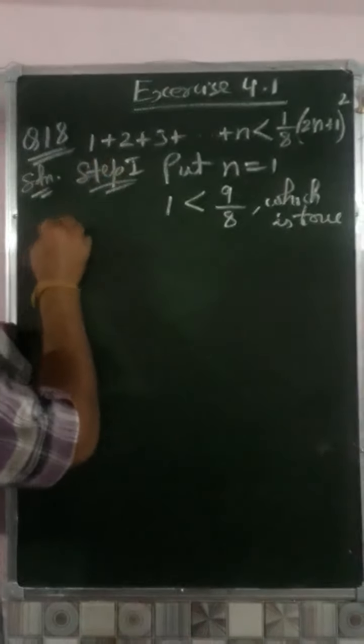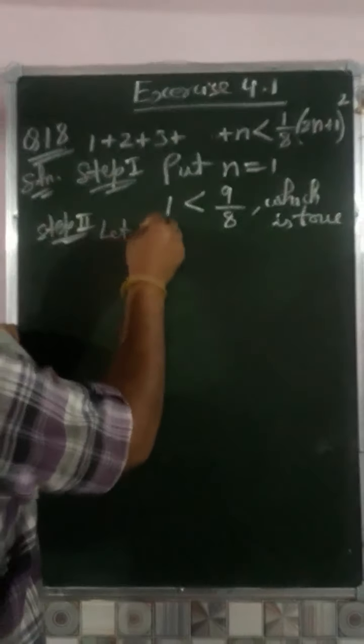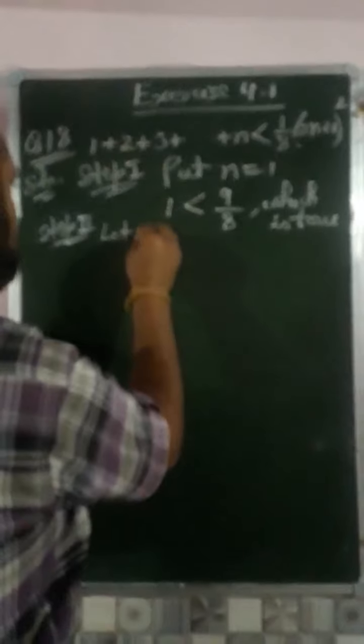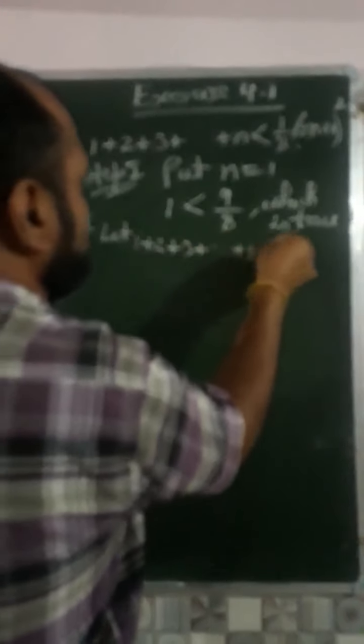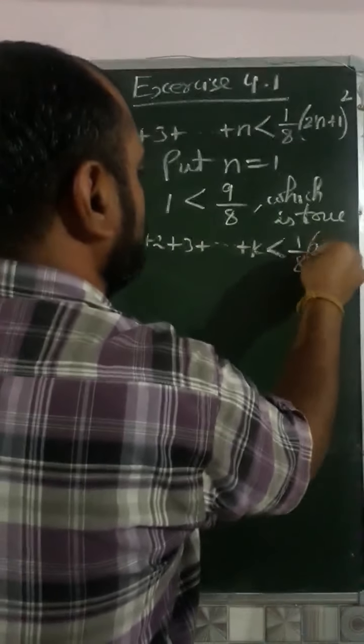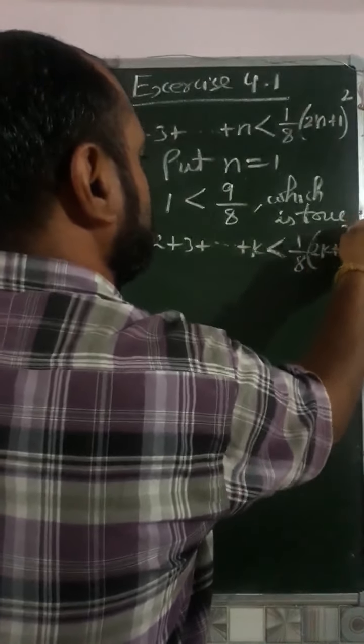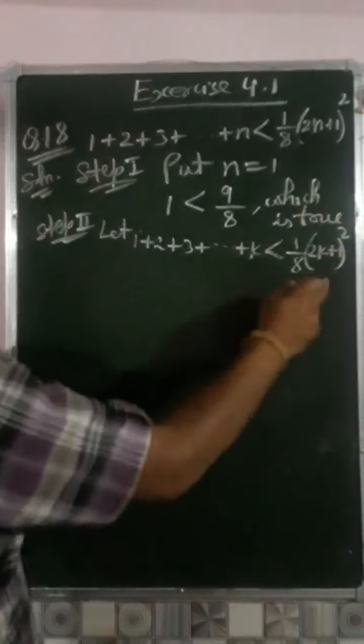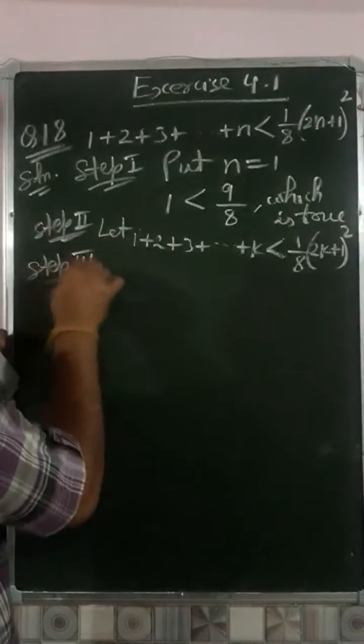Now second step, number 2. Let us assume that it is true for n equal to k, where k is any natural number other than 1. So this is 1 plus 2 plus 3 plus so on plus k is less than 1 by 8 (2k plus 1) whole square, right? So this is the assumed statement.